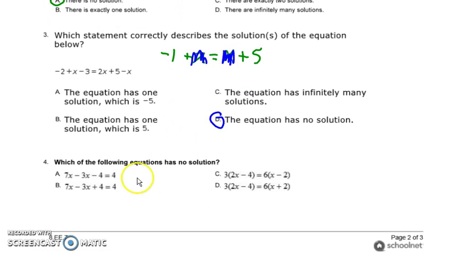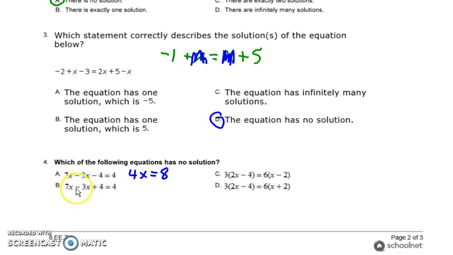4. Which of the following equations has no solution? Well, 7x minus 3x minus 4 equals 4. Well, that would be 7x minus 3x is 4x, and if we add 4 to both sides, we get 4x equals 8. So x would have to equal 2, so x has one solution.